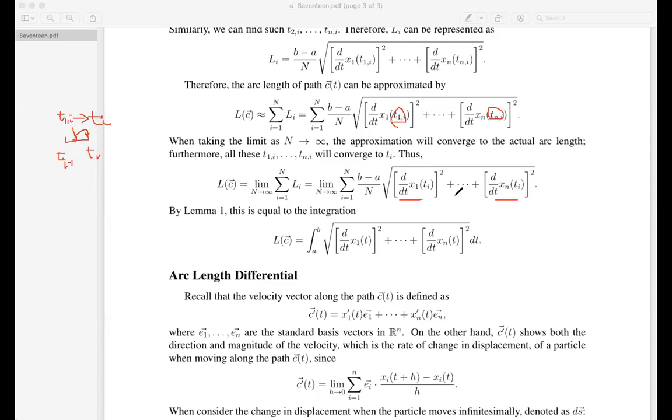And then we can just apply the lemma. This limit is exactly the integral from a to b, and the argument is t. All right, we are integrating over t. All right, let's see how we can apply it in some examples.